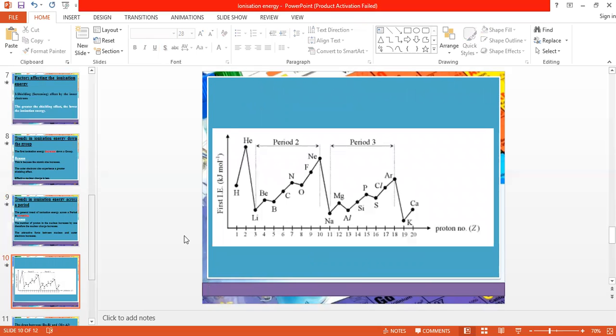See now, this graph is very important, please. This graph may come in the final exam, because this exam covers only the first 3 objectives. Just suppose this graph is there, you need to explain it. In this graph, you can see the zigzag line. Here the first ionization energy is on the y-axis, and on the x-axis the number of protons.